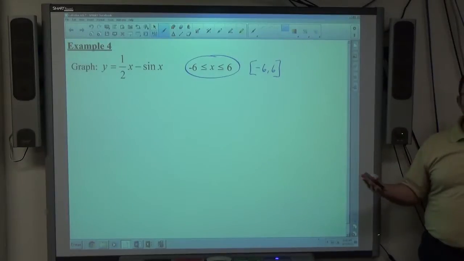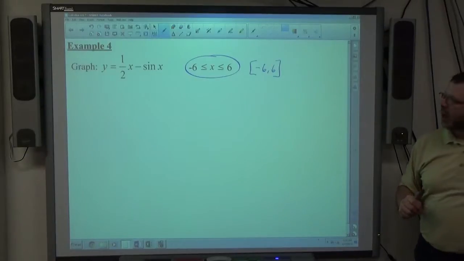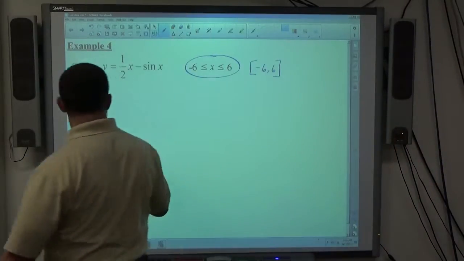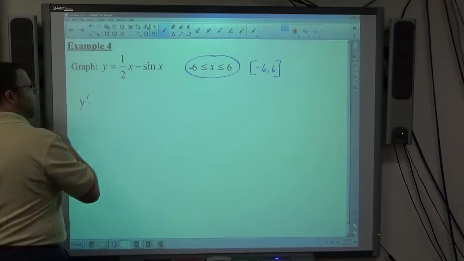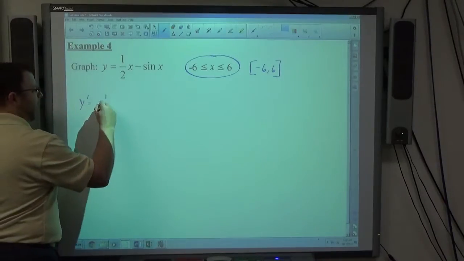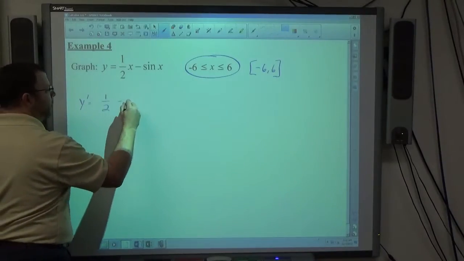The technique is the same as it has been. We have our function, that's what we're graphing. Our first derivative is going to tell us about increasing and decreasing intervals and maximums and minimums. Our second derivative will tell us about concavity and inflection points. And it's our job to find all that. So y prime: the derivative of 1/2 x is just 1/2. The derivative of minus sine of x is going to be minus cosine of x.